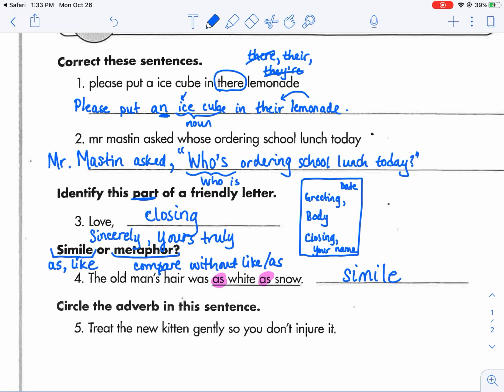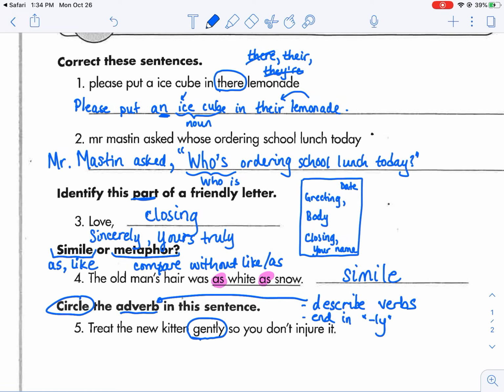Okay, number 5. Treat the new kitten gently so you do not injure it. We have to circle the adverb. Adverbs are words that describe nouns. I'm sorry, wrong. They describe verbs, and they usually end in the letters ly. Like in this sentence, gently. Treat the new kitten gently so you don't injure it.